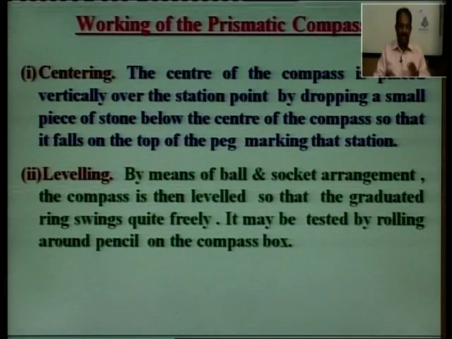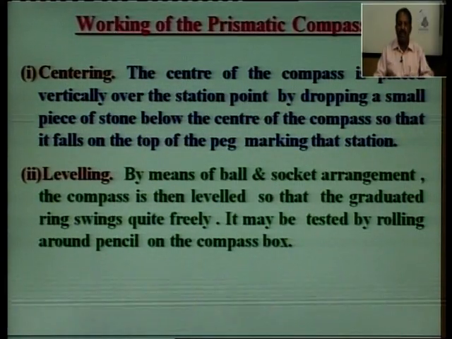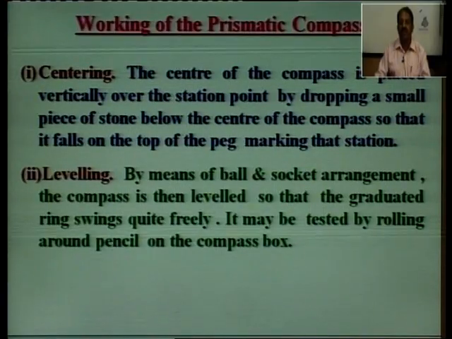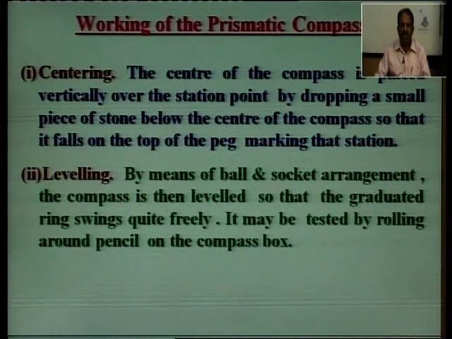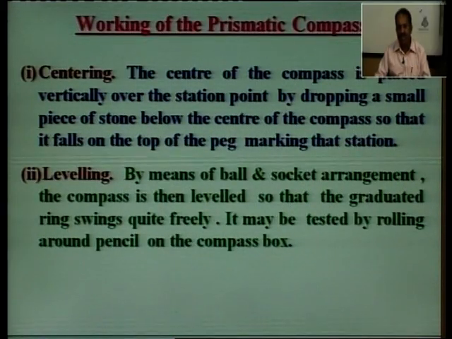So, number 1 is centering. The center of the compass is placed vertically over the station point by dropping a small piece of stone below the center of the compass, so that it falls on the top of the peg marking that station. And in some compasses, a facility of providing a thread with a plumb bob is there for accurate centering of the tripod stand or compass on the peg. So, centering is done in this way.